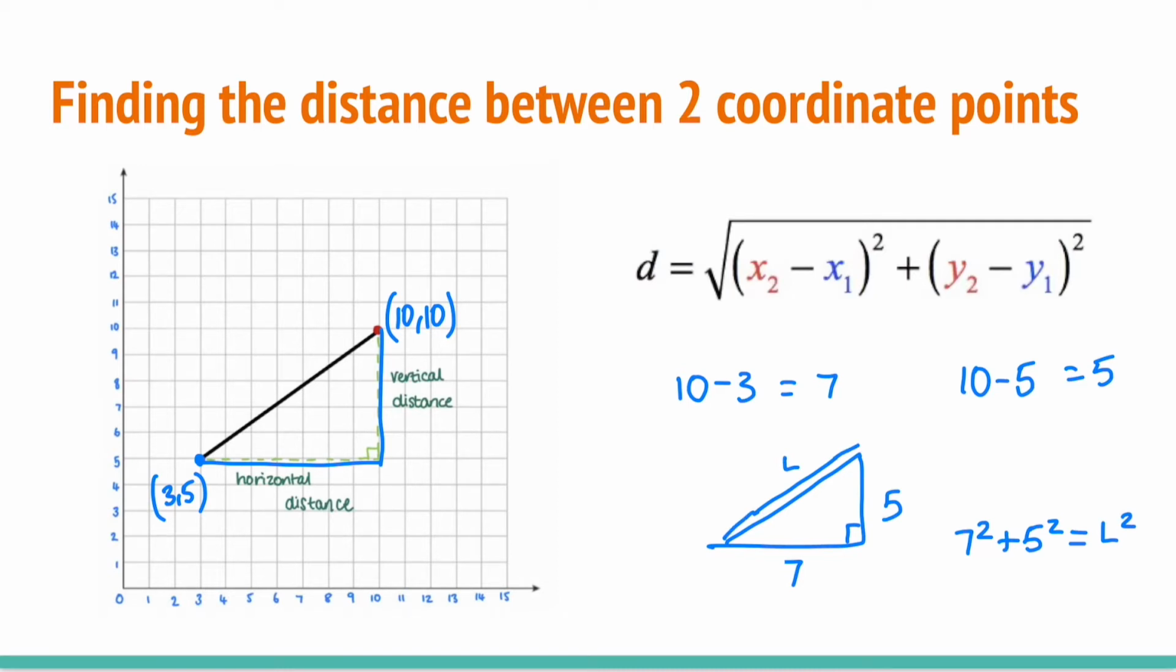And then again, I can type that into NSolve and find my answer, or you can do it by hand by simply typing in 7 squared plus 5 squared, or 49 plus 25. That gives me 74. And then I need to square root my answer to give me the length of the side, and the square root of 74 gives me 8.60, and that would be the length of the line.